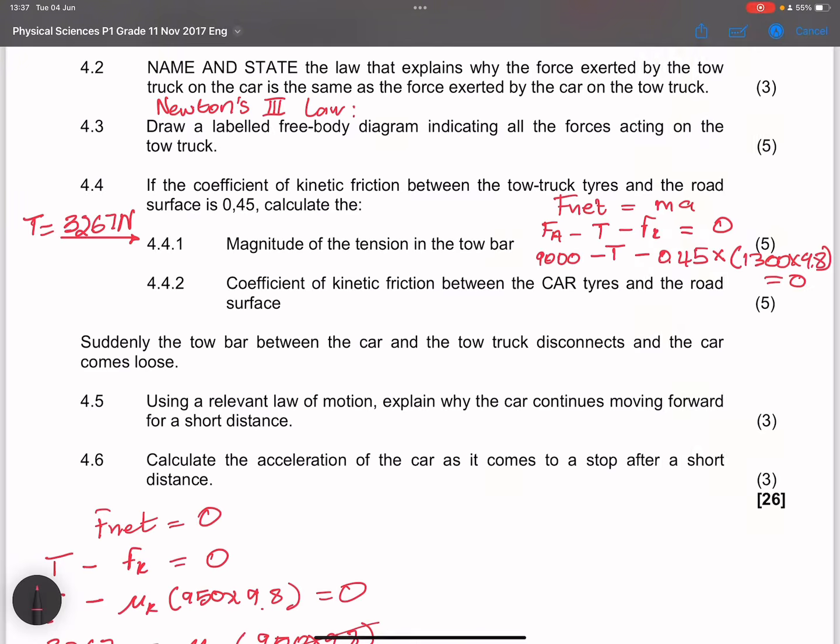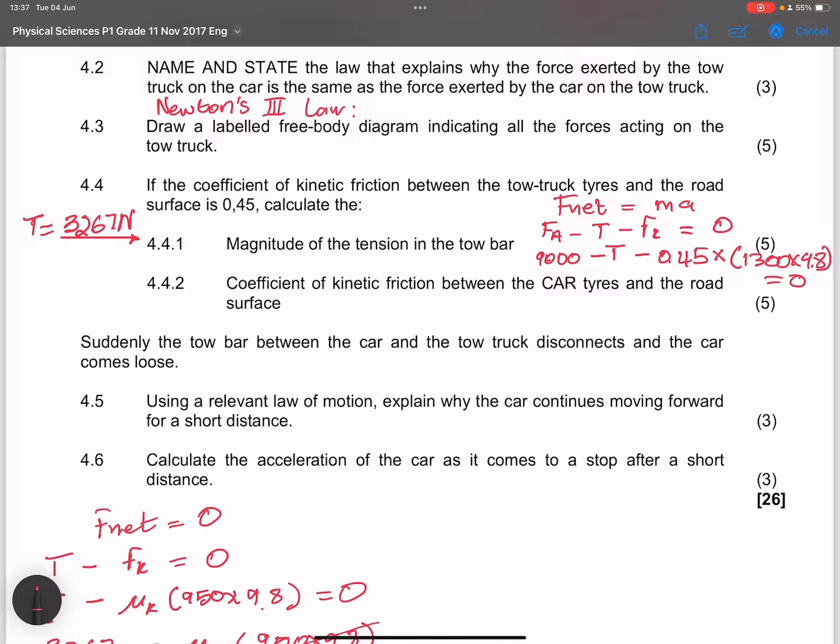Because remember, according to Newton's first law, a body will accelerate in the direction of the resultant force. In that case, our initial force was in the forward direction, and as a result, it will continue in that direction. Without necessarily saying much there, let's go to 4.6.